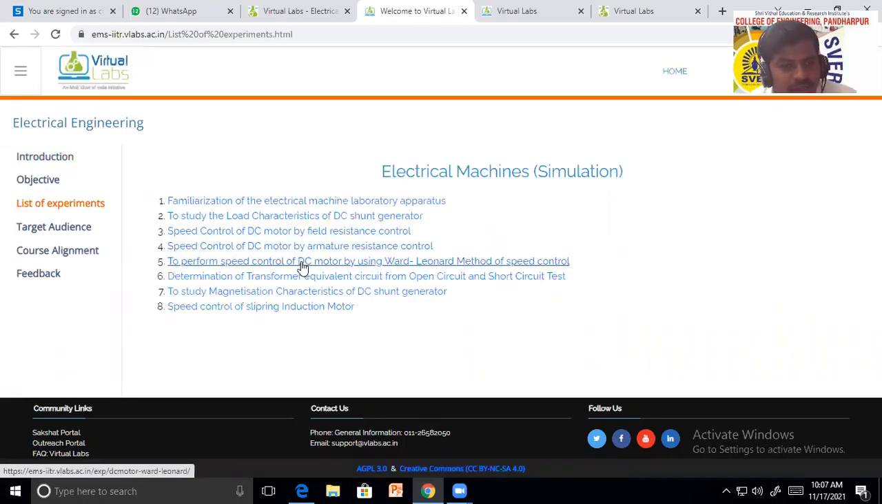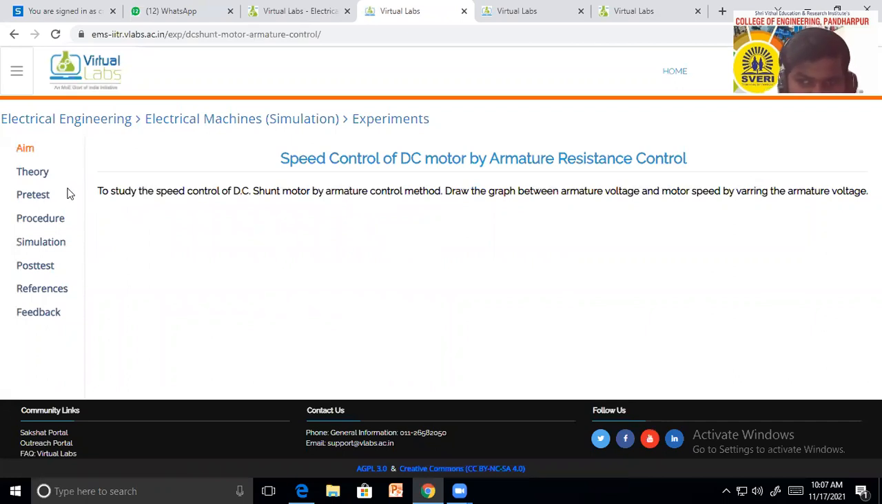See, we have seen the field control technique. Now we will see the armature resistance control technique. The aim of this experiment is to study the speed control of a DC shunt motor by the armature control method. That is by controlling the armature resistance or by controlling the value of IA. That is inserting some resistance in series with that of the armature.